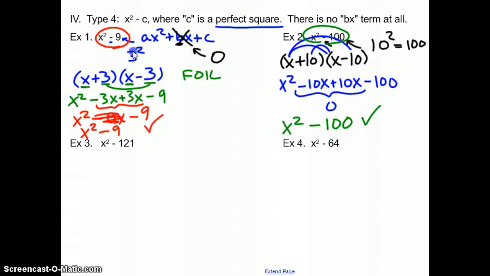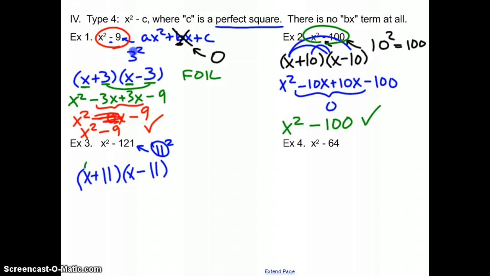I have a number that's not as familiar to me as a perfect square. But I could use a calculator, or I could use what I know about multiplying values. All of my times tables I've got memorized in my head. And what I know is that 121 is 11 squared. I make my parentheses. I put my x's in the first position. One has to be positive, one has to be negative. My perfect square is this value. I place an 11 and an 11.